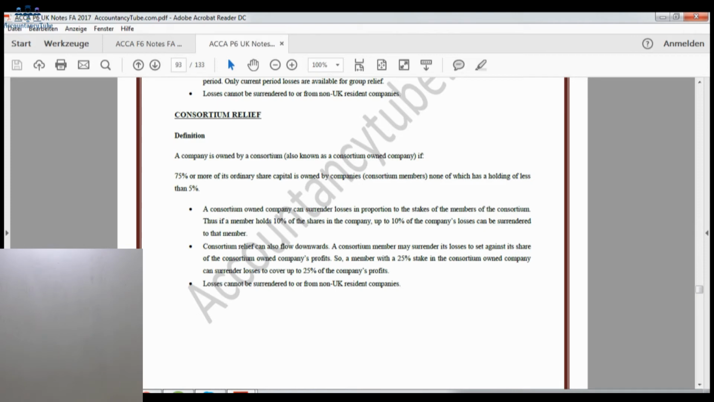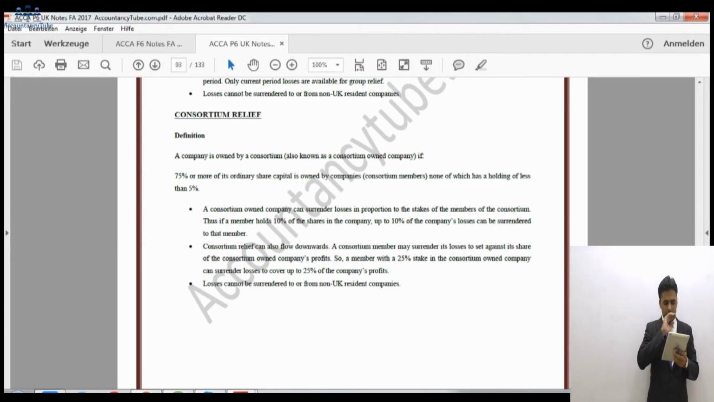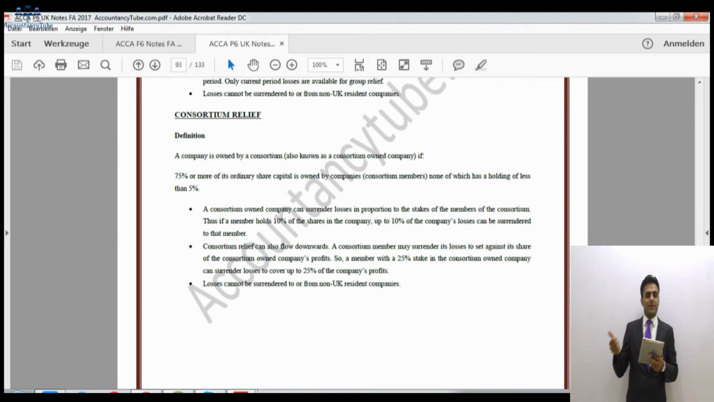Let's move to the next chapter for now, which is capital gains group. Right, so it says a capital gains group. As I said earlier as well, capital losses cannot be surrendered against the group's members according to those rules, which we have seen in the previous chapter.